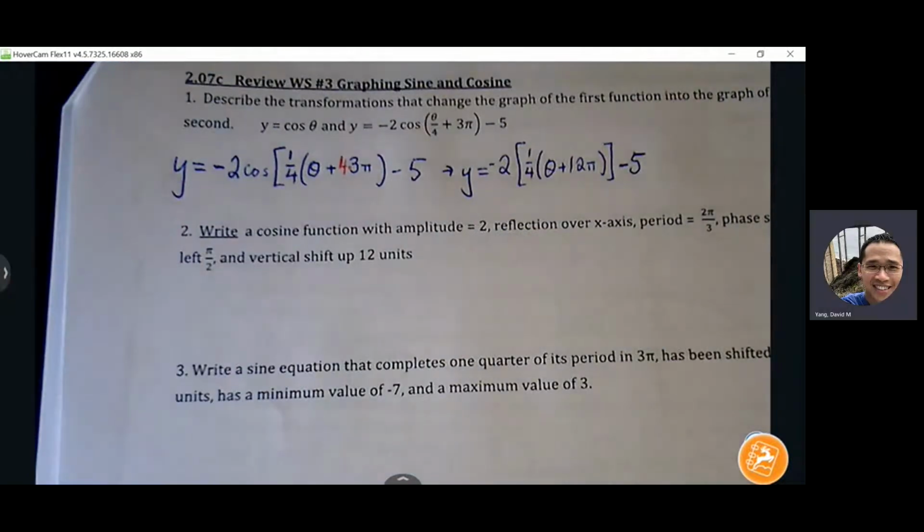So now everything is very clear, right? We have the A, we have the B, we have the C, we have the D. So let's talk about each of the characteristics here. The negative is going to do what? Yeah, reflect over the x-axis. The 2 is going to vertically stretch the graph by 2.